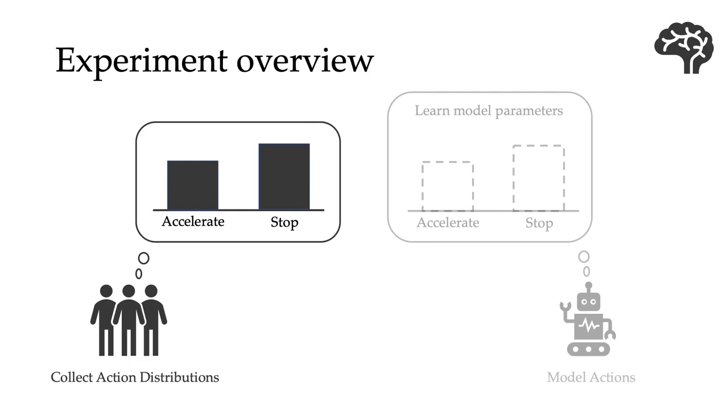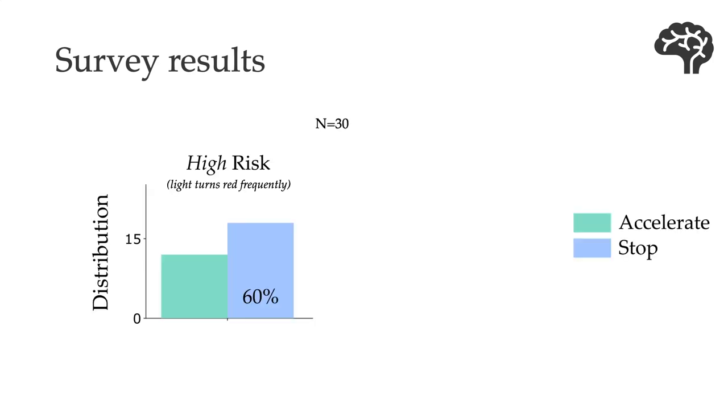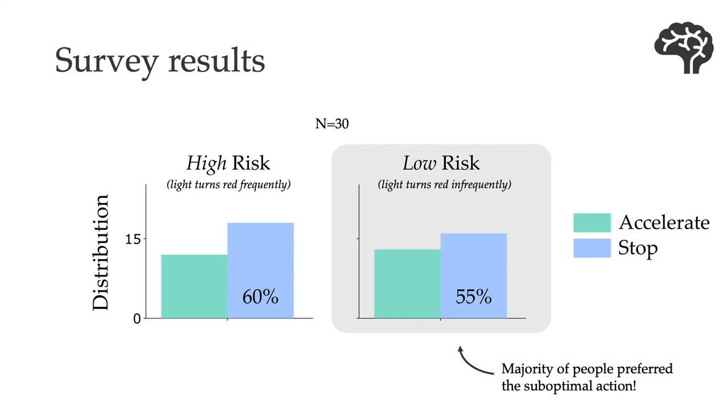First, let's look at how frequently participants chose each action. You might think that all factors would influence users' actions, but we were actually surprised to find that users always chose to stop at the light no matter what. However, the factor that most clearly highlighted when users made suboptimal and optimal decisions was risk. In high-risk scenarios, when the light frequently turned red, stopping was the optimal action, and as you can see, most people acted optimally. In low-risk scenarios, when the light rarely turned red, accelerating was the optimal action, and as you can see, the majority of participants actually acted suboptimally.